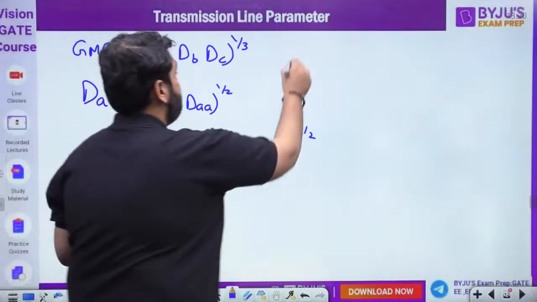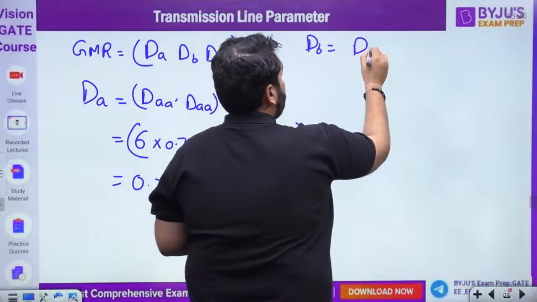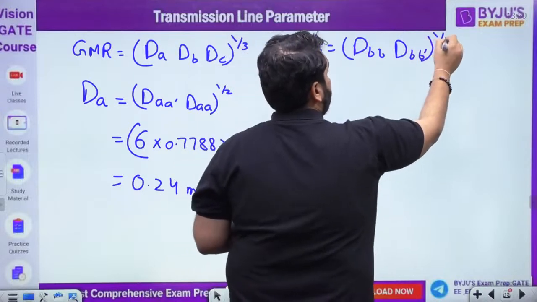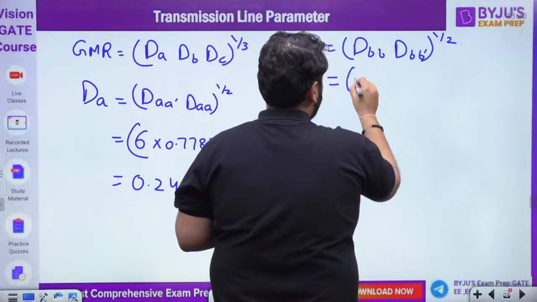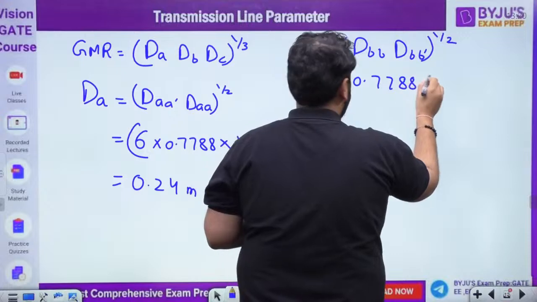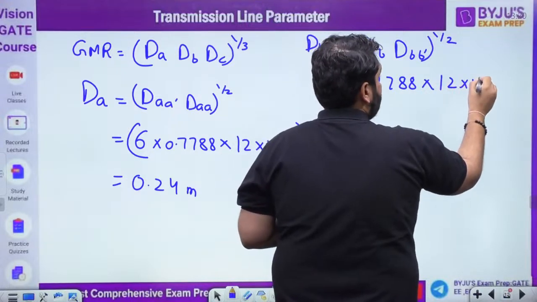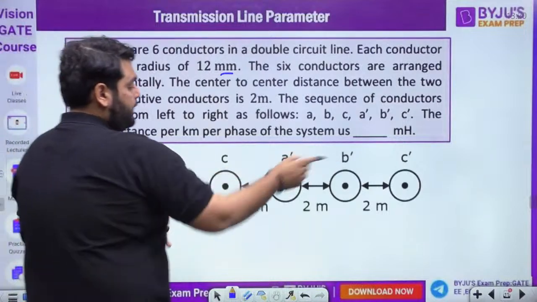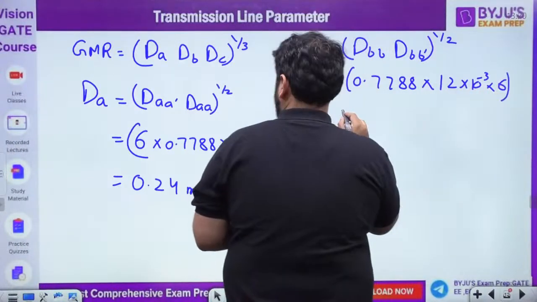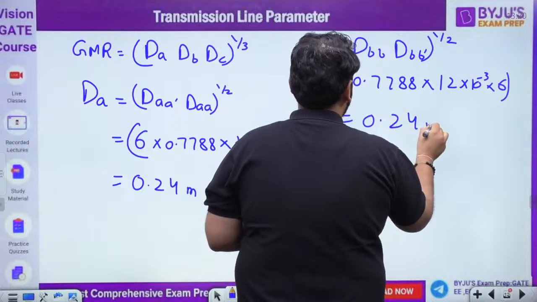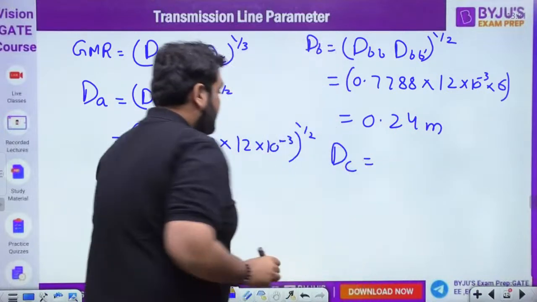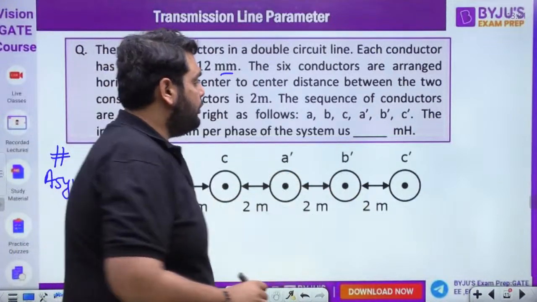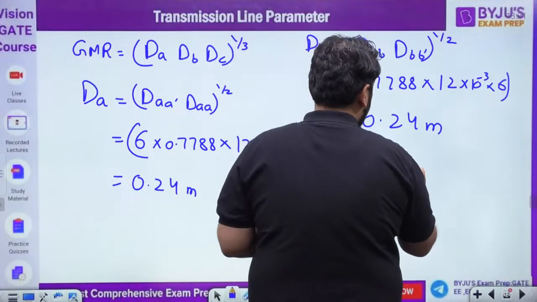Now let's talk about DB. What is DB here? Again, the distance of B by its subconductor, raised to power 1 by 2. So BB is 0.7788, the radius is the same, 12 mm, 10 to the power minus 3. And what is the distance of B with B dash? 2 2 2 6, it's the same. So it comes out to be 0.24 meter again. Now let's talk about DC. The distance is the same, 2 2 2 6, right? So it also comes out to be 0.24 meter.